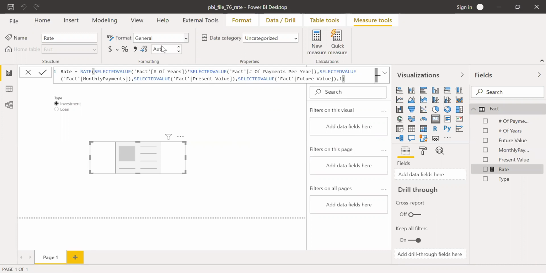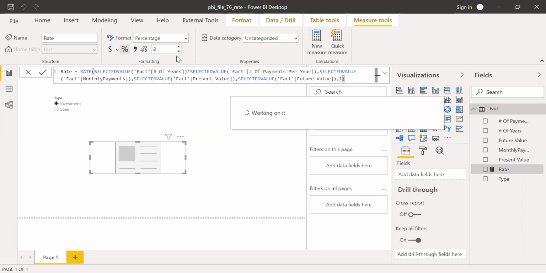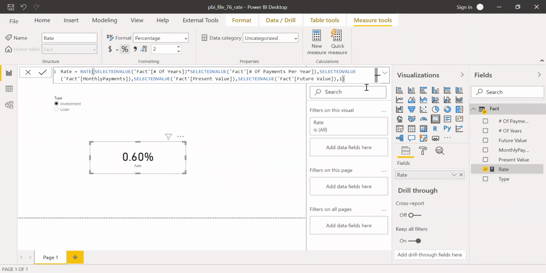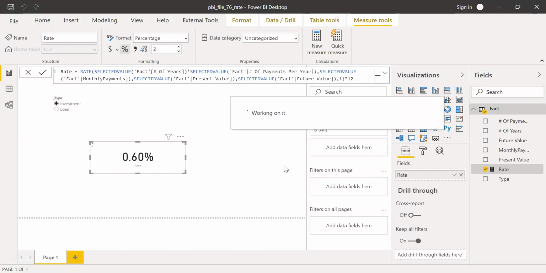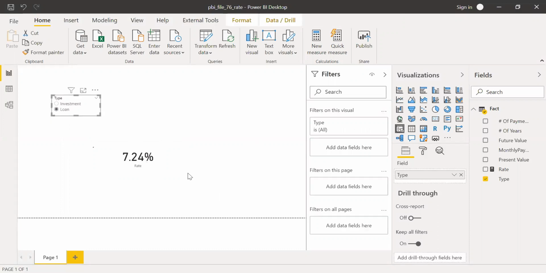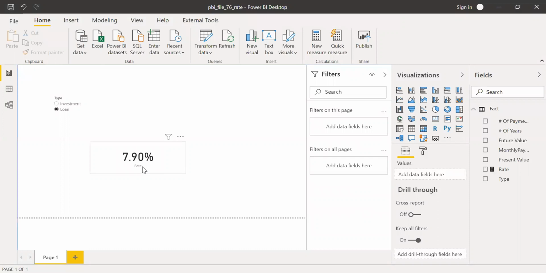And now let me convert this into percentage. Okay, so now if I bring this to the card here, and this is a monthly, so I'm going to multiply it by 12 to get my annual rate of interest. So this is the rate. So for the investment, he should be investing at a rate of 7.24% to achieve his target. And for loan, he's paying interest rate at 7.90% per annum. So this is how we can use a rate function both in Excel and in Power BI.